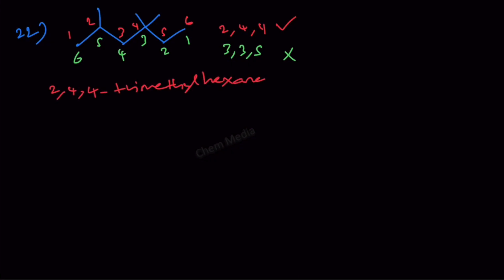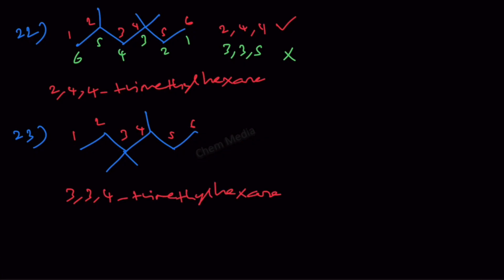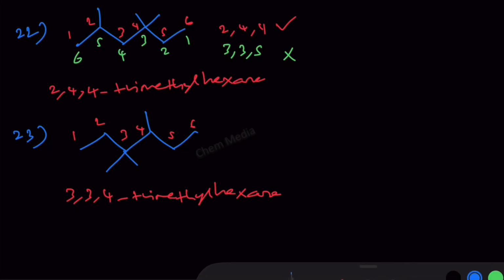And then number 23, 1, 2, 3, 4, 5, 6. Let's put 2 methyl groups at 3rd position and 1 methyl group at 4th position. That is another isomer. This is 3, 3, 4 trimethyl hexane. I think we are exhausted with the methyl group as substituents. Now we have to use a combination. 1 ethyl and 1 methyl. That's how we have to write the isomers.